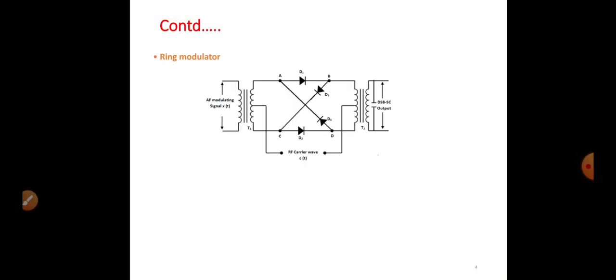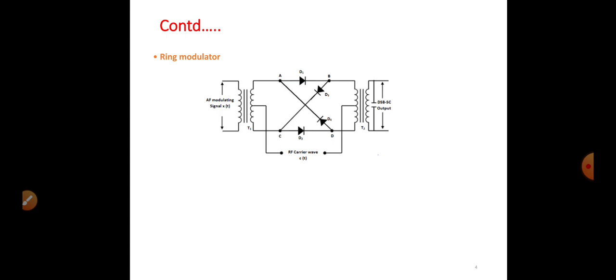Okay, so next is the ring modulator. This is the block diagram of the ring modulator. From this you can see that it has four diodes D1, D2, D3 and D4 connected in a ring structure. That's why it is known as the ring modulator. It has two center tap transformers T1 and T2. T1 is the audio frequency transformer and T2 is the RF transformer, where at the output coil or secondary coil we get the DSBSC output.